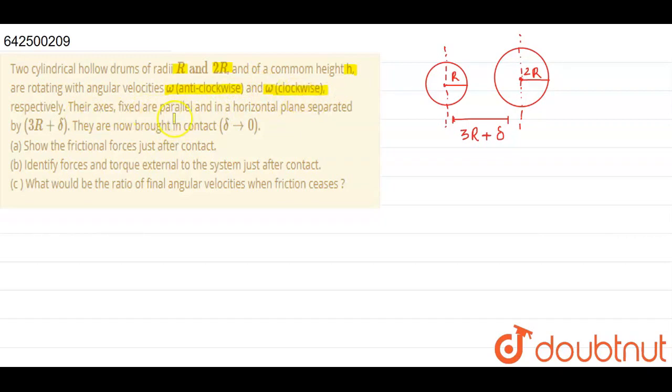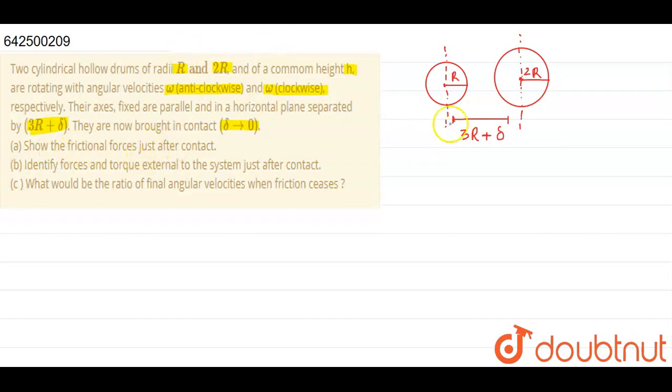Their axes are fixed, parallel, and in a horizontal plane, separated by 3r plus delta. So their axes are fixed and they are separated by a distance of 3r plus delta. They are now brought in contact such that delta tends to 0. Show the frictional forces just after contact.